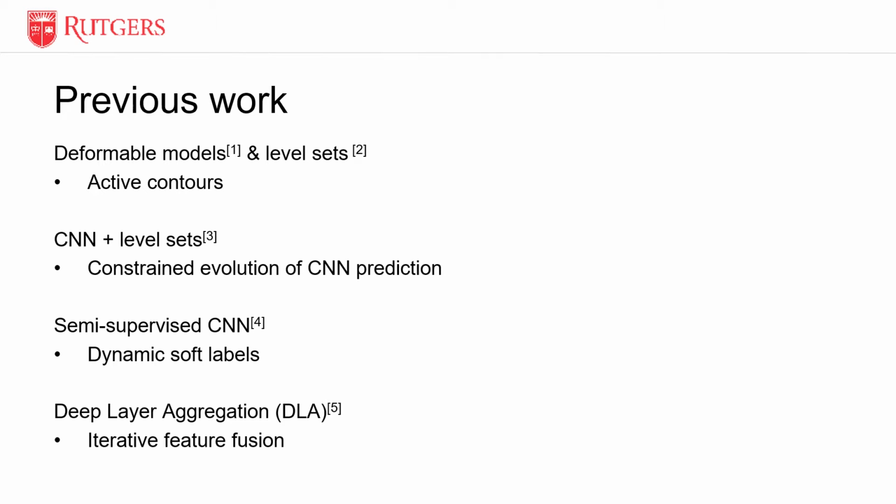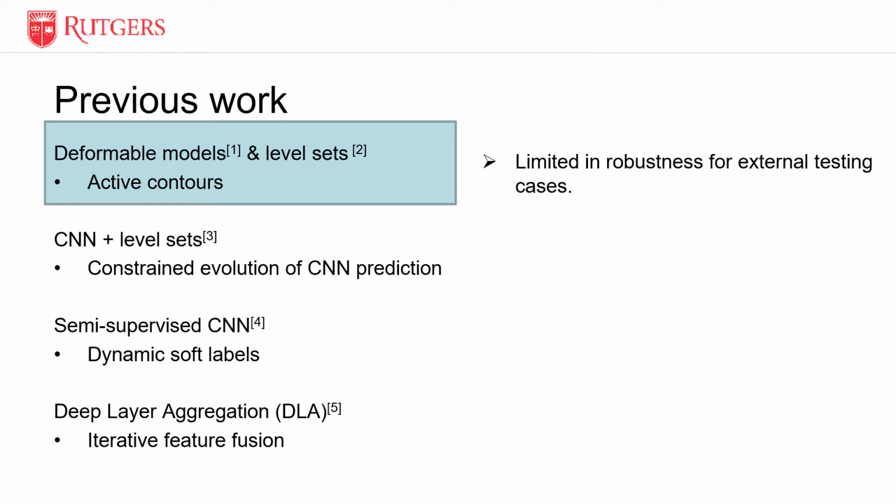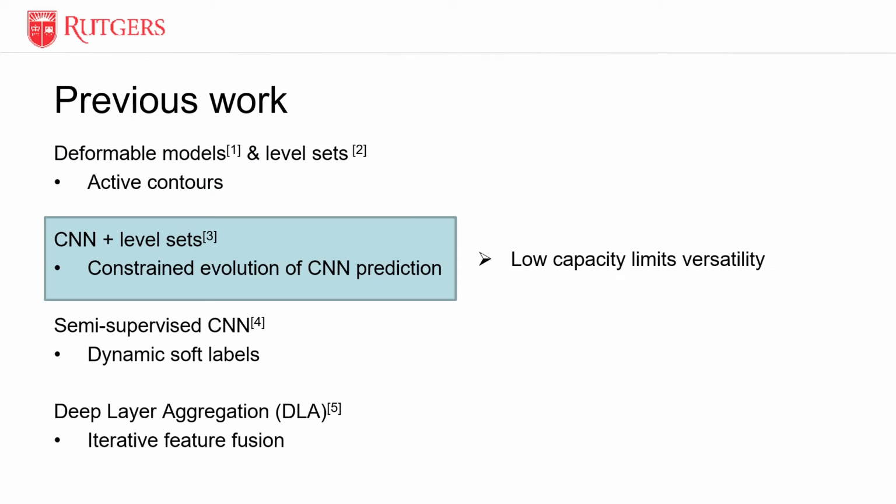Thanks to the popularity and development of deep learning methodologies, recent years have seen significant progress in attempts to automate this task. The traditional approaches include deformable models and level set methods. However, these classic methods are limited in their robustness for external testing cases. Recently, a variety of learning-based methods have been introduced to this task, including a combination of CNN segmentation with level set refinement. However, such an approach is limited in the ability to accurately segment the wide range of anatomy encountered in the clinic.